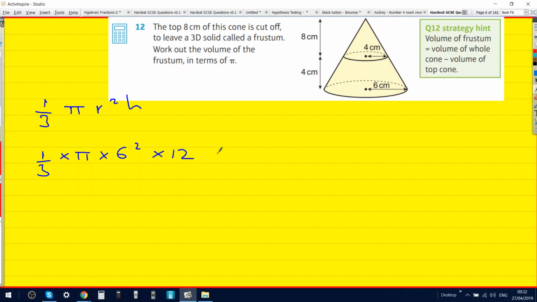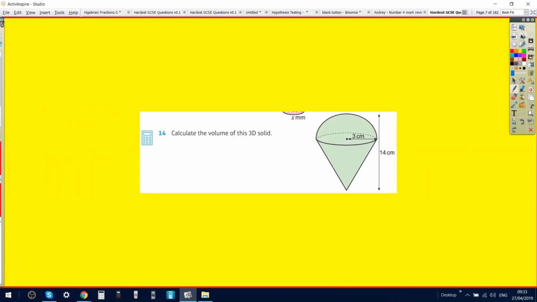So you don't have to work it out. And then the small one is a third times pi times 4 squared times 8. Yeah, and then you'd be fine for the rest of that. That's the main thing.